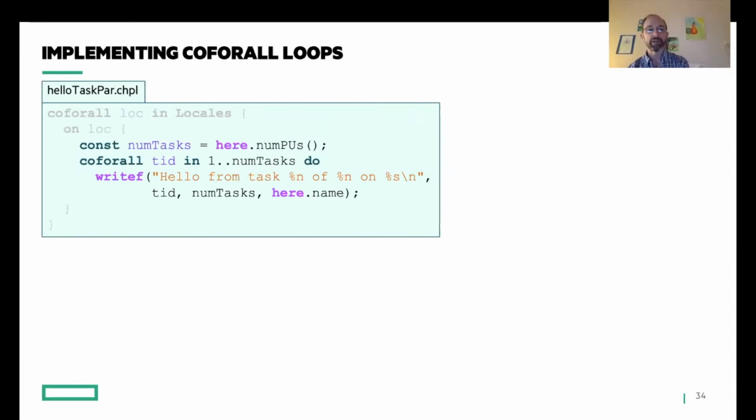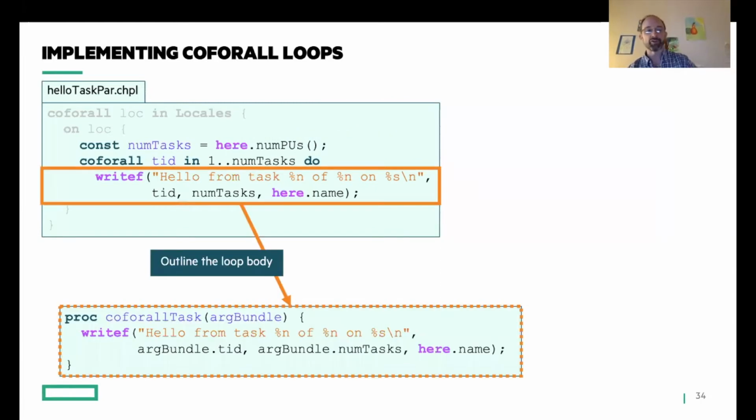All right, so let's look at this inner COFORALL loop and how we implement that. The first thing we're going to do is outline the loop body. And by outline here, I mean the opposite of inline: create a procedure out of the loop body. So you can see I've taken that writef and put it into this function, and I've passed in this arg bundle, which refers to outer scope variables that I'm referring to. In this case, I'm going to use that to get at my task ID, TID, and the num tasks value, both of which came from outside the COFORALL loop.